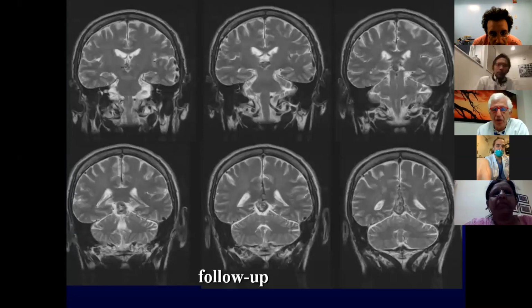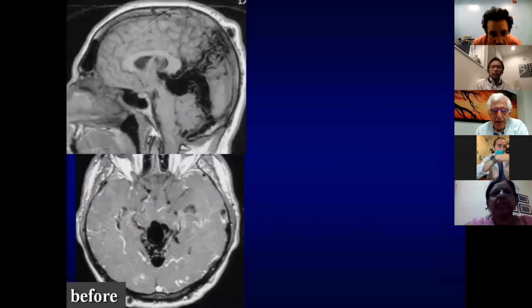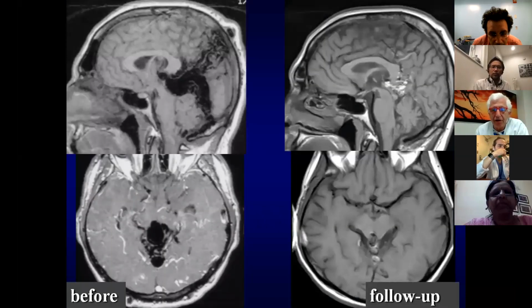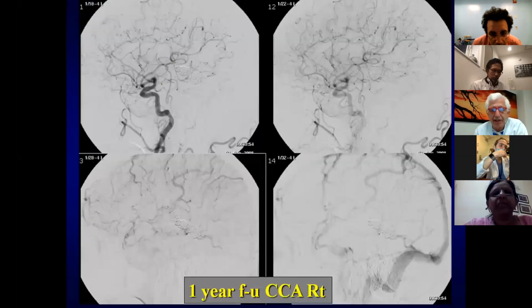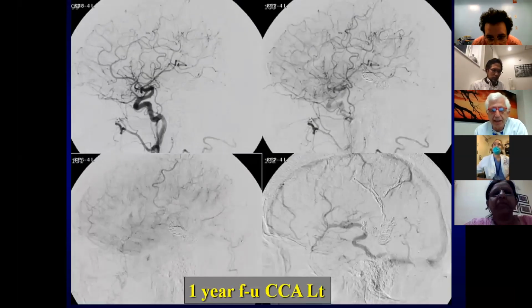And this is the follow-up. This is before and the follow-up a few years later, before and the follow-up. And the angiogram 1 year later shows that there is no more fistula, and he's okay.